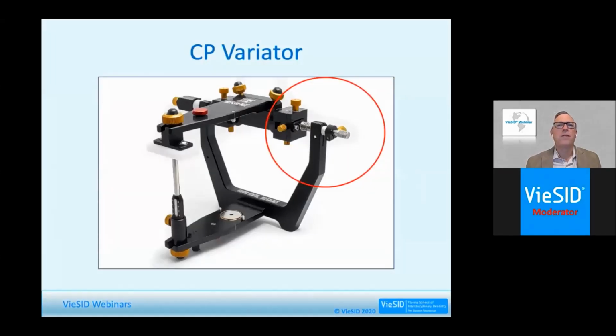We can also transfer our mounted models from an articulator to a variator. This device has the ability to change the condylar position using dials to move the condyle in an X, Y, and Z direction. This might be used to define a new therapeutic position.